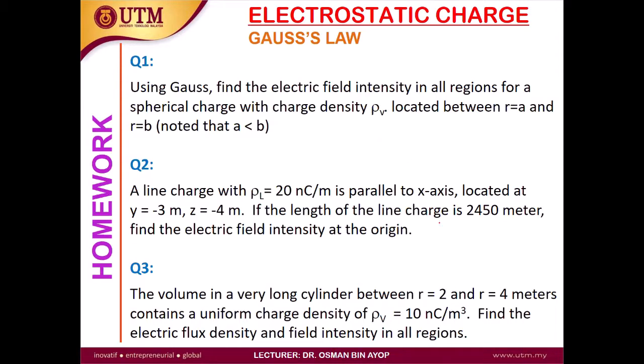So I can draw here. Let's say we have our x, y, z, and then we have the charge located at minus 3 and minus 4, so somewhere around here. And the charge is parallel with the x-axis. And then the charge density rho L is equal to 20 nanocoulomb per meter. And you have to find what is the electric field intensity at the origin, at 0, 0, 0.